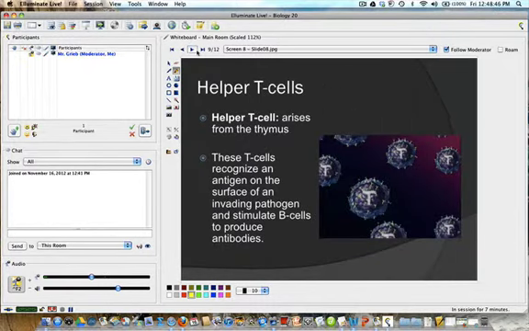So let's take a look at our helper Ts. These arise from the thymus, and they recognize an antigen on the surface of an invading pathogen and stimulate B cells to produce antibodies. So that's what we want to remember about helper T cells: they recognize antigens and stimulate B cells to produce antibodies.